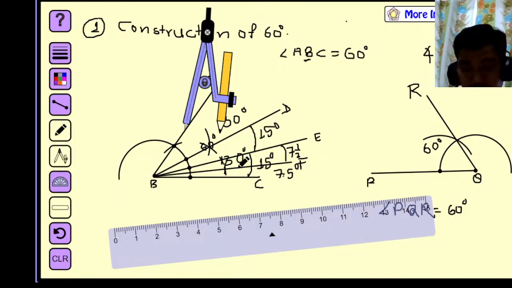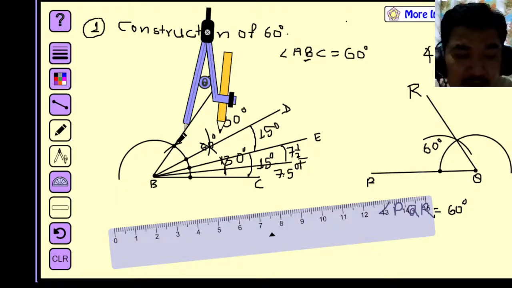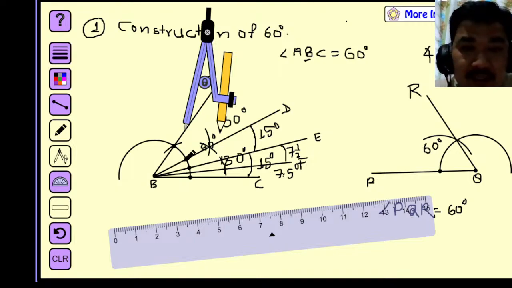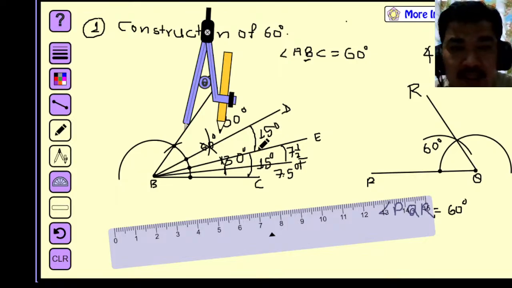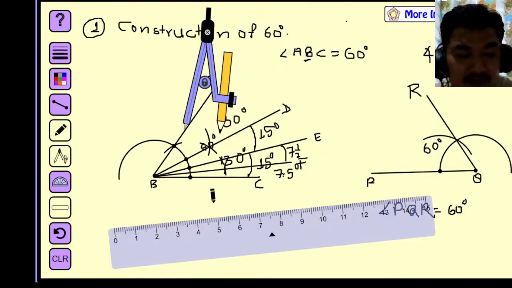Look here. Till now, I taught you how to construct 60 degrees. After that I taught you how to construct half of 60, that is 30 degrees. Then again half of 30, that is 15 degrees, and then again half of 15, that is 7.5. As that is 7.5, we can write 7 and 1 by 2. These are the ways that we have to construct. Now I'm going for the next angles.